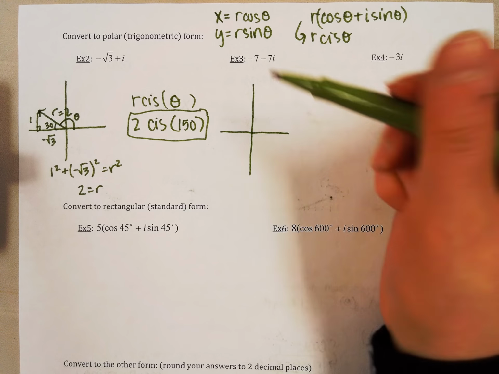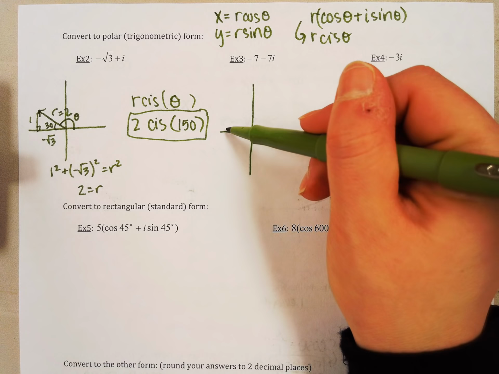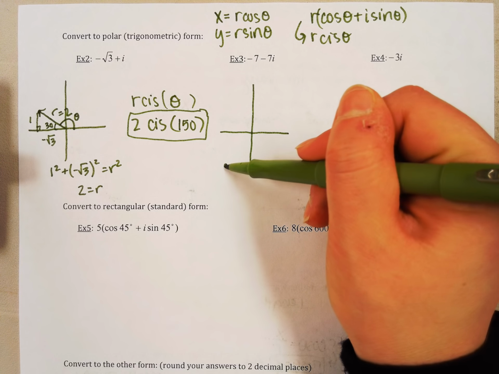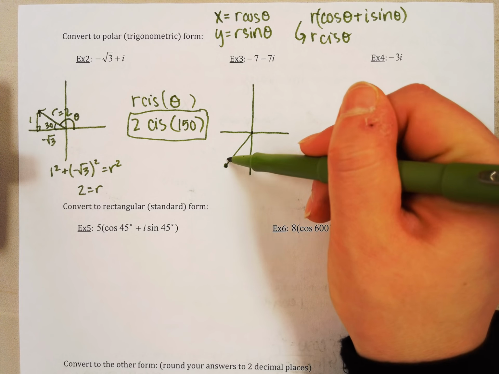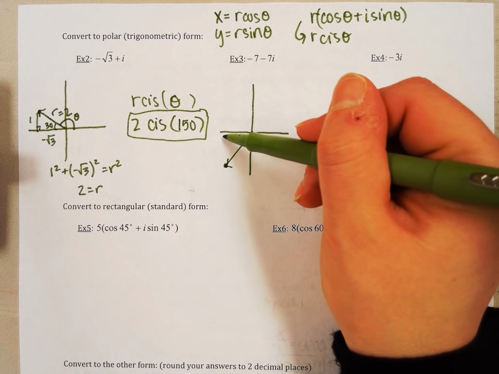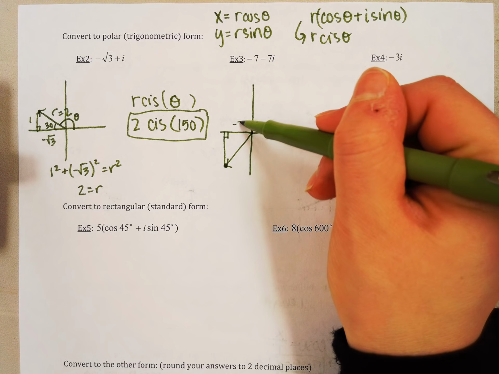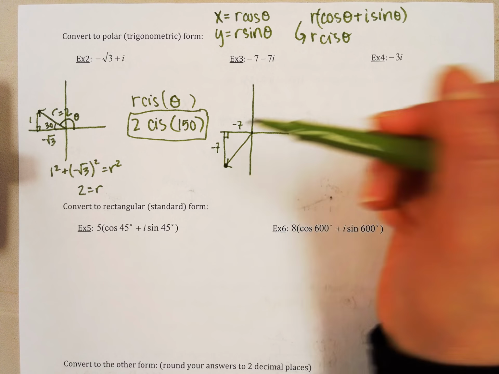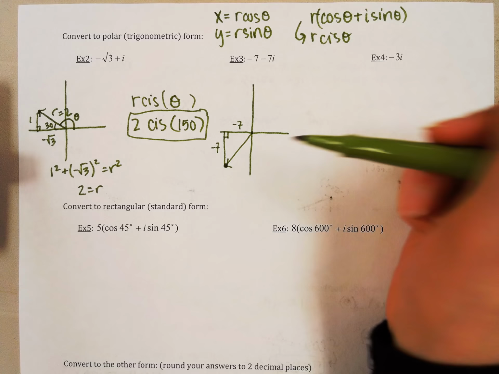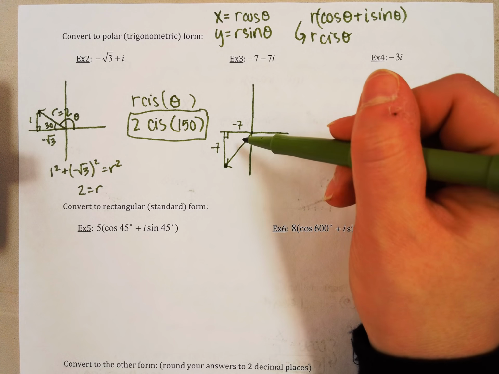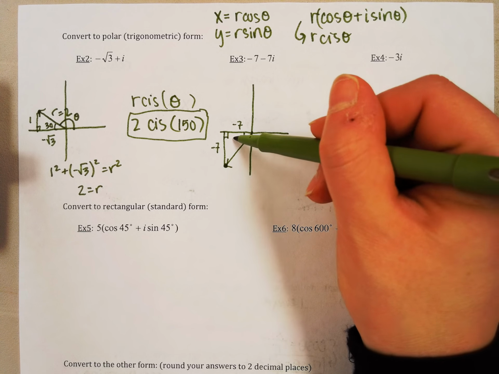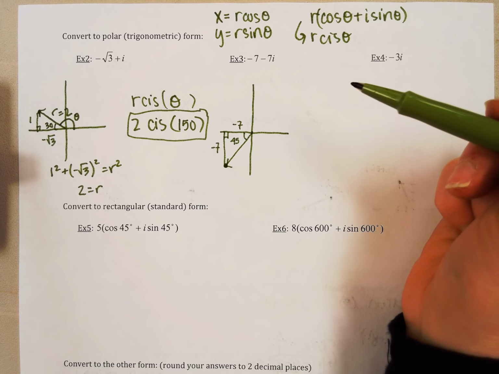So again, let's come up with the drawing. This is our x value at -7, our y value at -7. So we're down here in space. This would be our rectangular coordinate. Come up with my right triangle, -7 and then -7. This is an isosceles right triangle, meaning that this angle here is going to be a 45 degree angle.